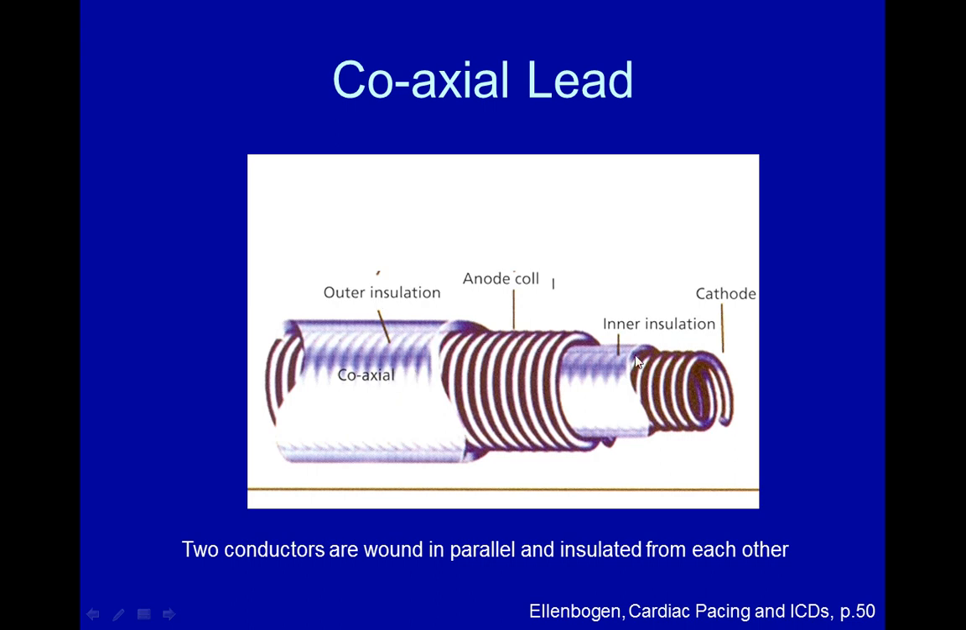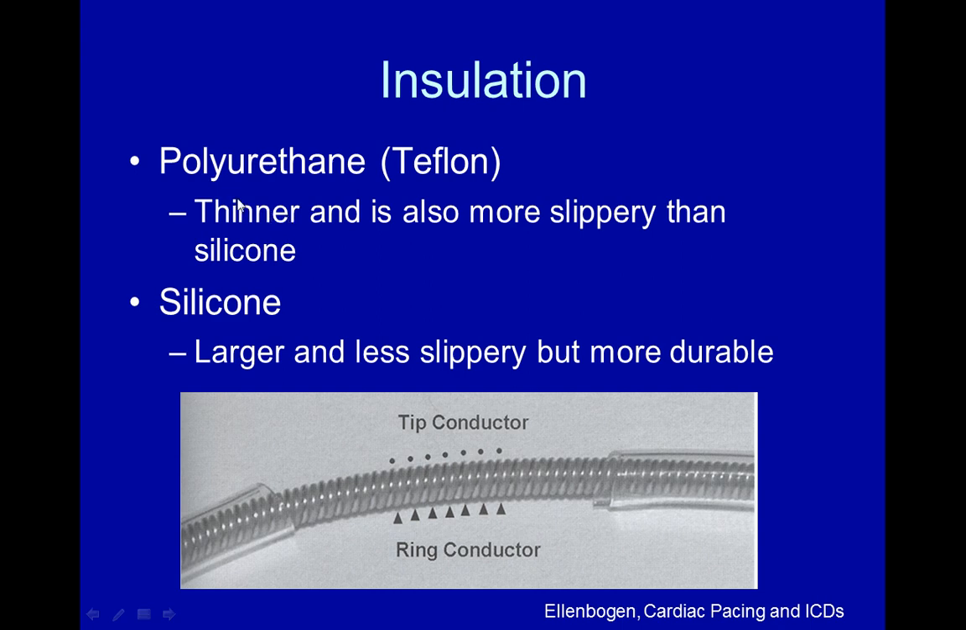And this insulation is very important, as the conductor is, because the insulation keeps the electrons from going into the body, where you don't want it to be going. You want it to go into the myocardium, not into the chest wall, for example. So there are two types of insulation. There's polyurethane, which is thinner and also more slippery than silicone. And then the silicone is thicker, larger, and less slippery. However, silicone is more durable. So there's sort of a trade-off between the two different types of insulation. The bottom line is the insulation needs to be intact. If it becomes disrupted, then there will be lead dysfunction.